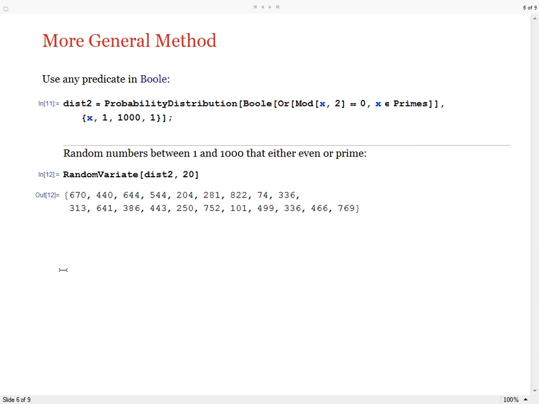This probability distribution-based method is much more general because you could use any predicate inside Boole. In this example, the predicate defines numbers that are either even or numbers that are prime. So we can use this distribution to generate random integers between 1 and 1000 that are either even or prime. Here are 20 such numbers.